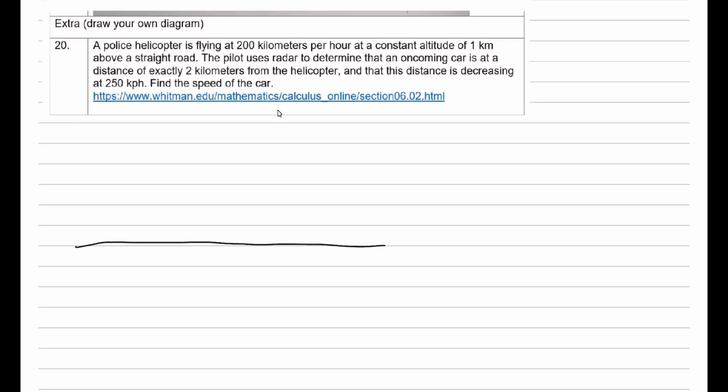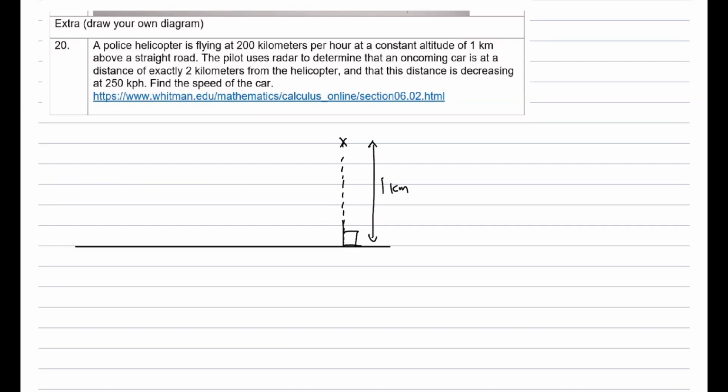So a police helicopter is flying at 200 kilometers per hour at a constant altitude of 1 km above a straight road. So draw a straight road, something like this. Then for the helicopter, don't need to draw a helicopter, just draw a cross. Then it's at an altitude of 1 km. So maybe you drop a perpendicular like this, 90 degrees here. Then you label the length as 1 km. Constant.